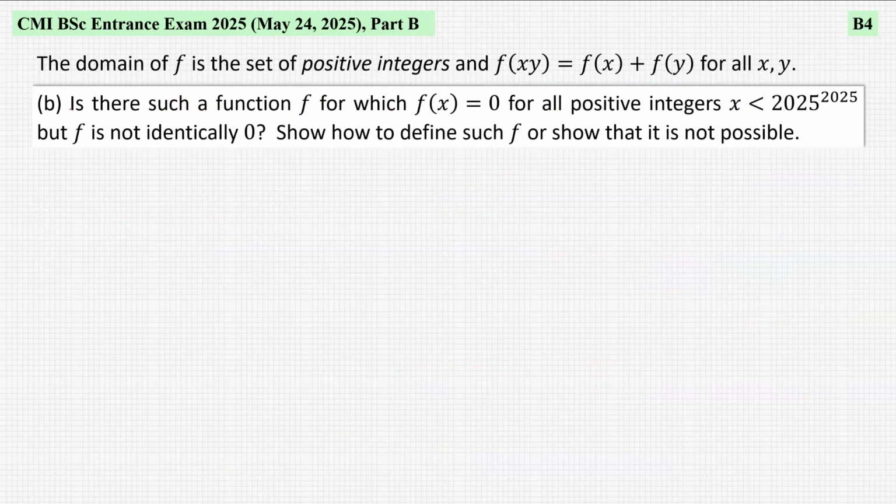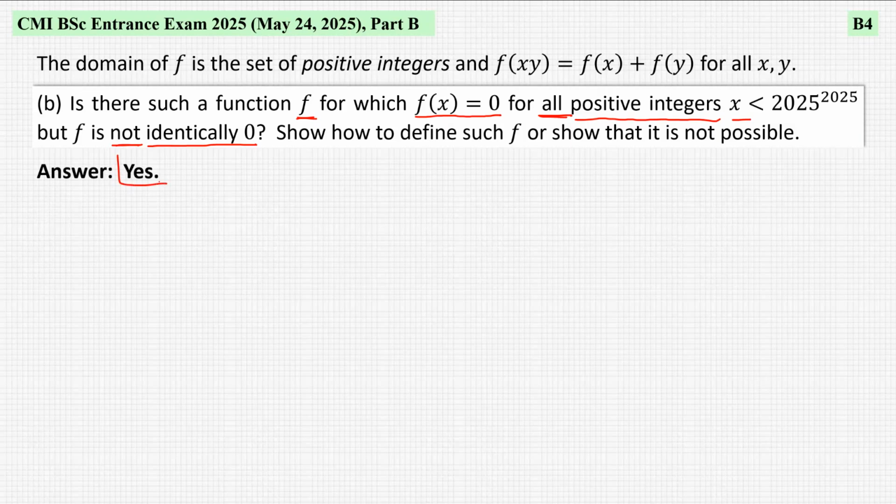Let's move on to problem B. Is there such a function f for which f(x) equals 0 for all positive integers x that are less than 2025 to the power of 2025, but f is not identically 0? Show how to define such f or show that it is not possible. So, can such a function f exist?